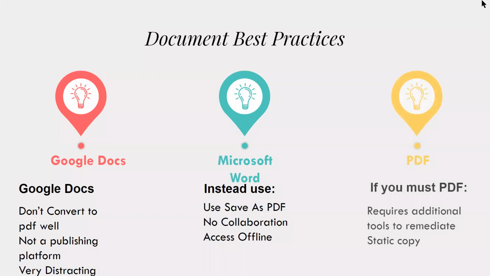If you must go to PDF, it's extremely difficult to remediate. There's no collaboration, and it is a static copy. So with Google Docs, for example, if you update something and you have it linked in your Canvas course, everybody gets that update without you having to do anything. With the PDF, you have to delete it, and you have to upload a new copy.